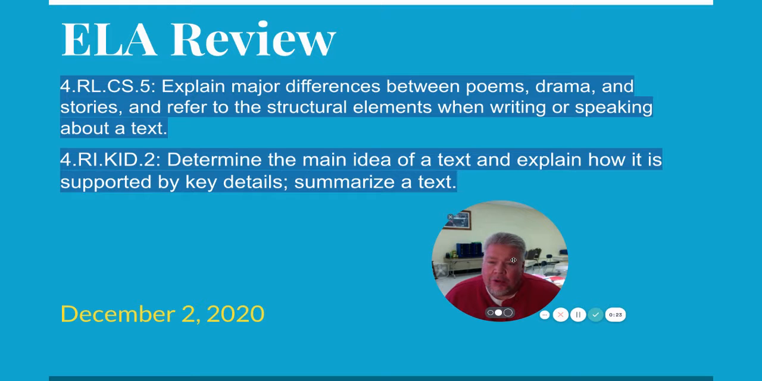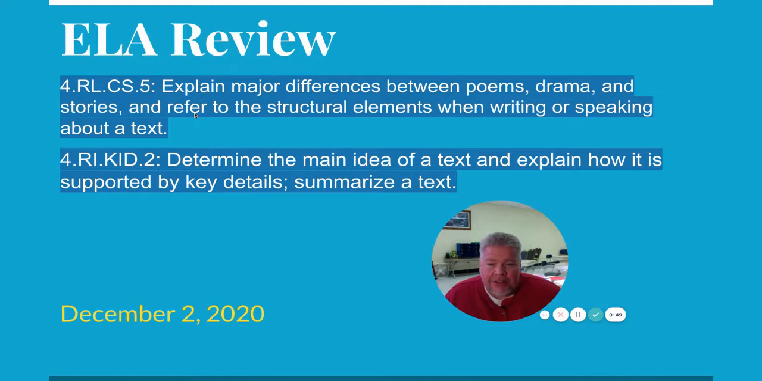So we're looking at today two standards, and the first one says this: explain the major differences between poems, drama, and stories. Now, we've read a lot of stories. We've read one drama, but we really haven't read any poems. So that's probably why you had a little trouble with this one. We've not talked a lot about the structural elements of poetry.